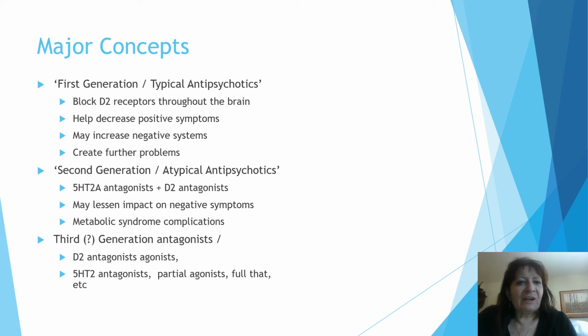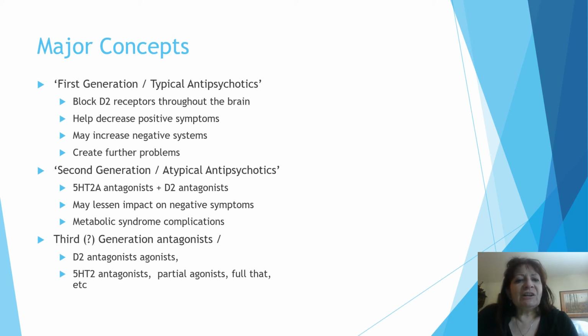The first generation antipsychotics block D2 receptors throughout the brain. And in doing so, they help decrease the positive symptoms, but they also increase the negative symptoms. And this, of course, can create a lot more problems.